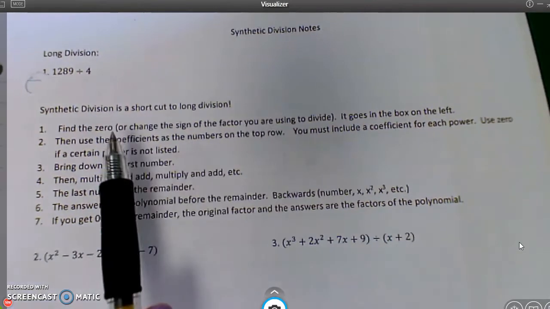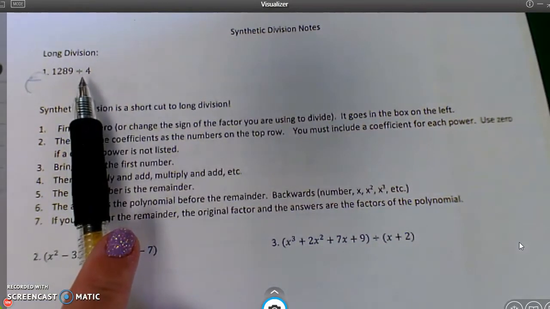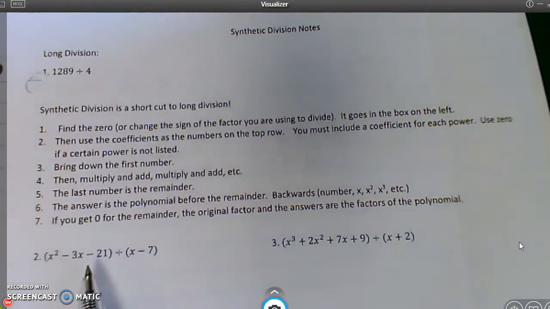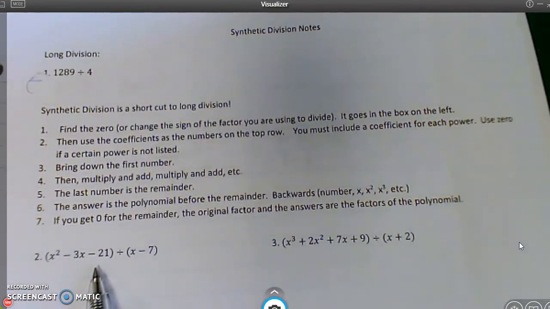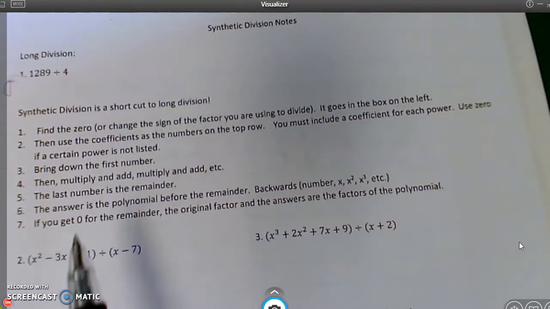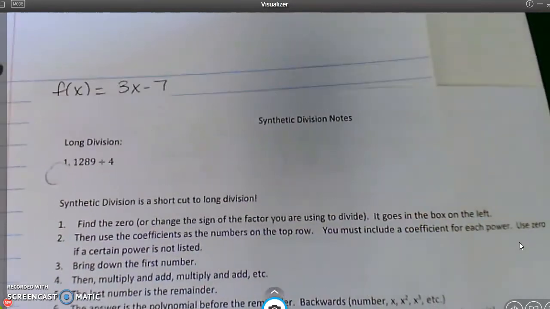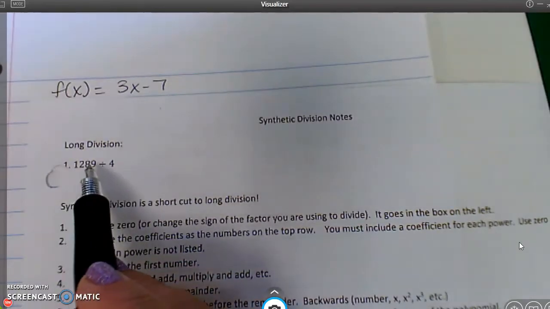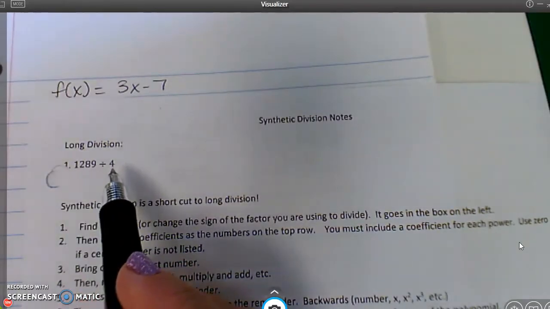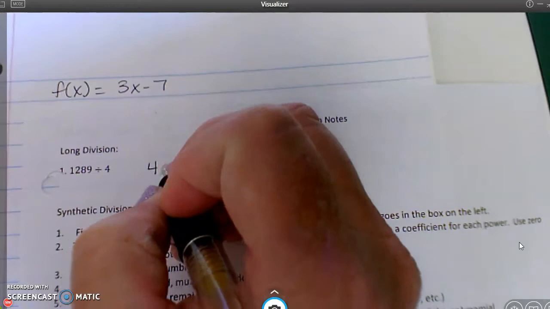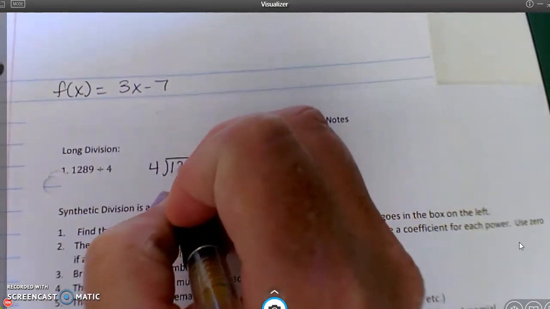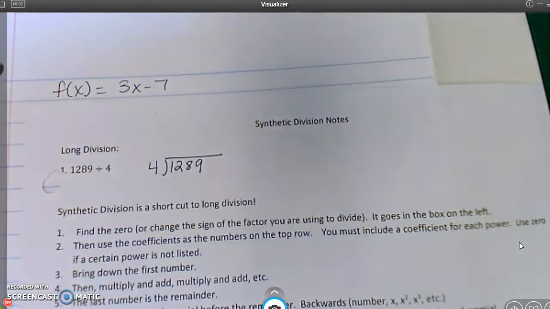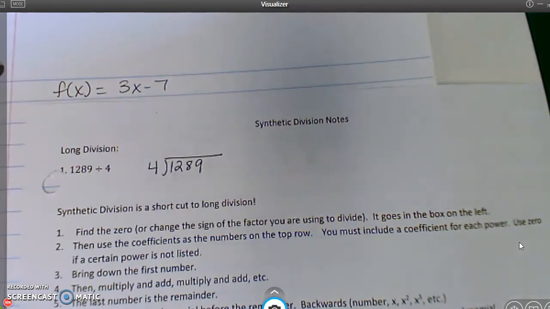But if we can understand it and remind ourselves how we divide it this way, it might help us to find out this new way that we're going to divide. And it sounds complicated because I've written these processes, but I think you'll get it, all right? So when it says 1289 divided by 4, what it means is 4 goes on the outside, and then you have 1289. Again, I just want to show you so that I can remind you how you do the long division so we can talk about synthetic division.